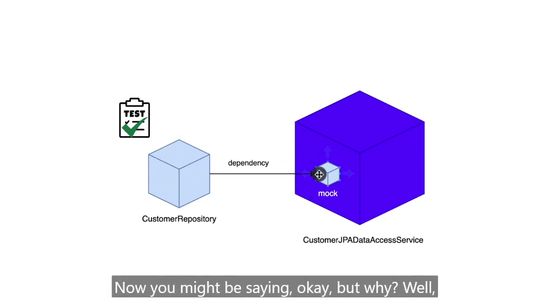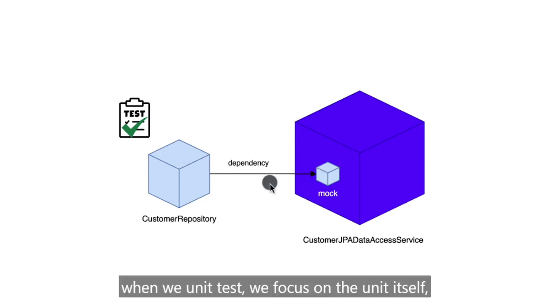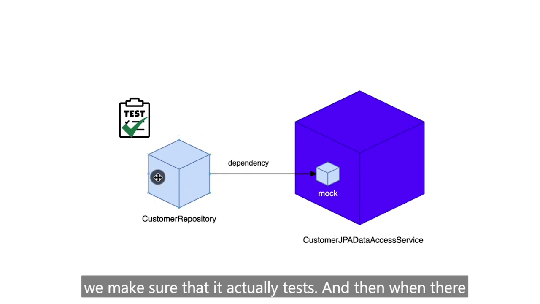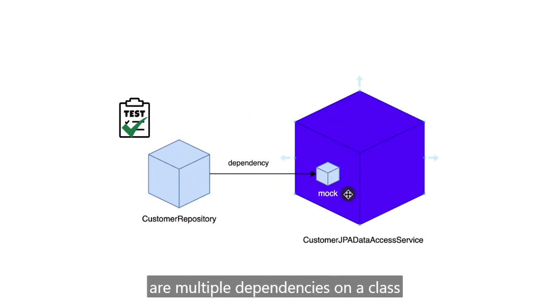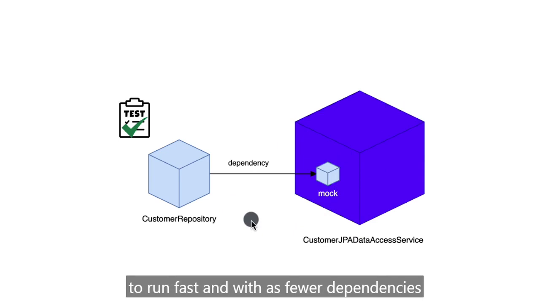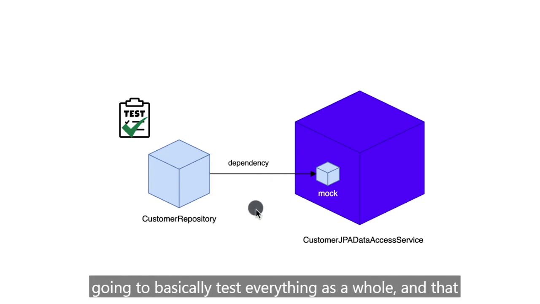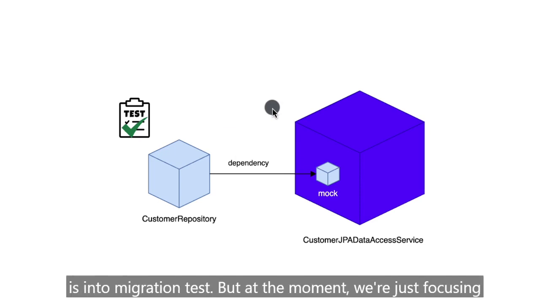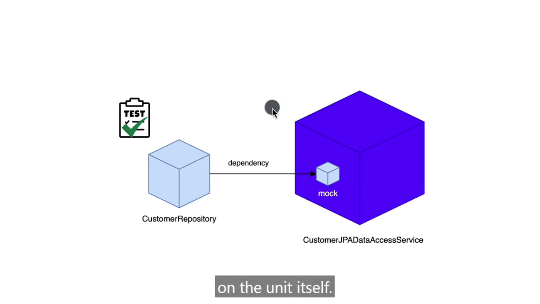Now, you might be saying, okay, but why? Well, when we unit test, we focus on the unit itself. We make sure that it actually tests. And then when there are multiple dependencies on a class which is under test, we just mock them because we want our tests to run fast and with as few dependencies as possible. And later you'll see how we're going to test everything as a whole, and that is integration testing. But at the moment, we're just focusing on the unit itself.